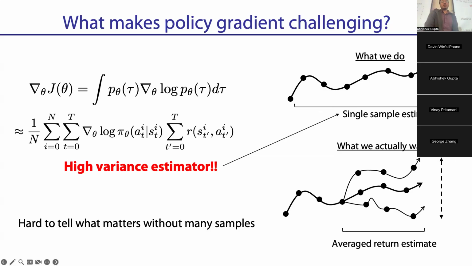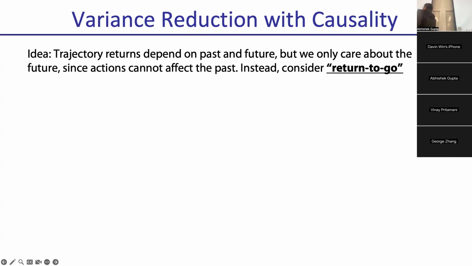Okay. So, the first idea that people use is a simple one. It uses the fact that your environment is Markovian. If your environment is Markovian, that means the current action cannot affect the past. And there's causality. In general, the current action cannot affect the past. You can only affect the future, right?